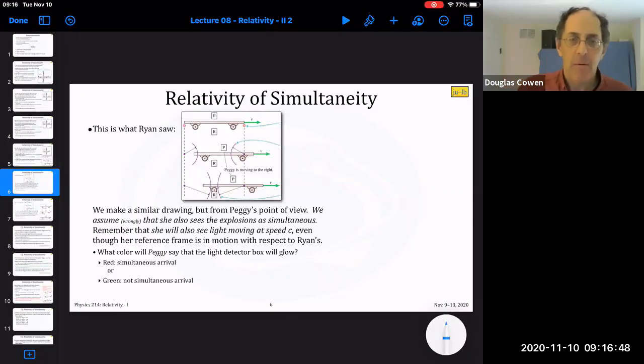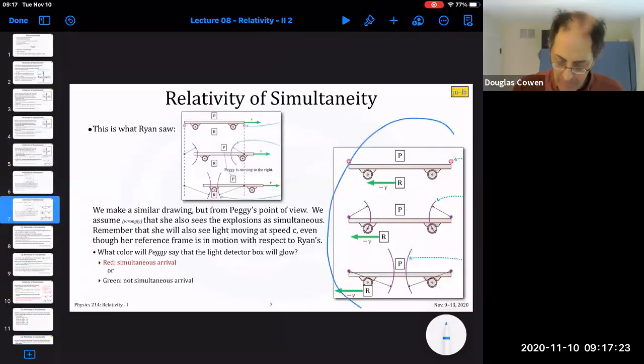You have to remember that she's also going to see the light moving at speed C in her reference frame, even though her reference frame is in motion with respect to Ryan's. So the question is, what color will Peggy say that the light detector box will glow? This is a way of encapsulating these answers that Ryan and Peggy have, which basically summarizes whether they see the same thing or different things.